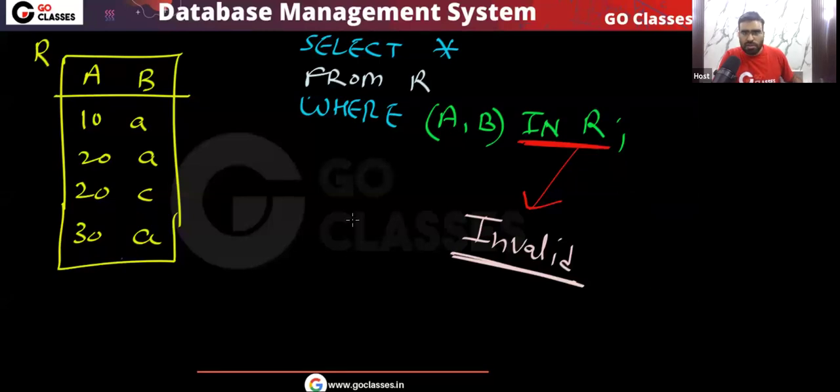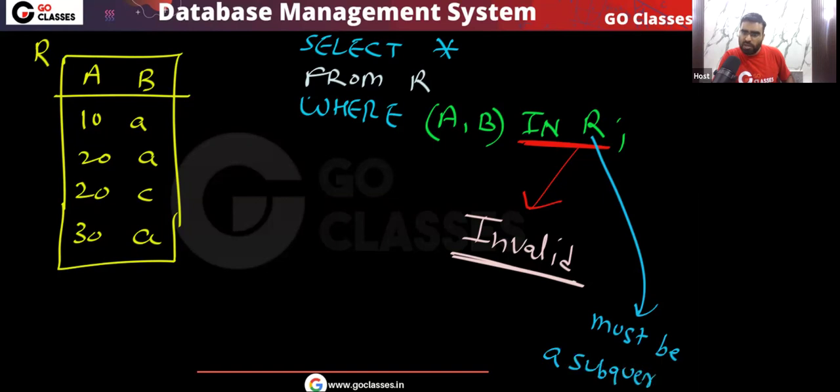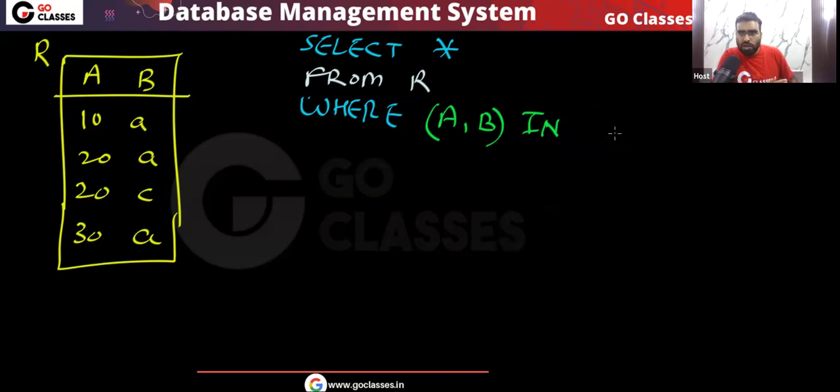You cannot use the relation name directly. This must be a subquery. Is this clear? You must put a subquery here. So if I want to put R as a subquery, what to do? That is very simple. That is select star from R.